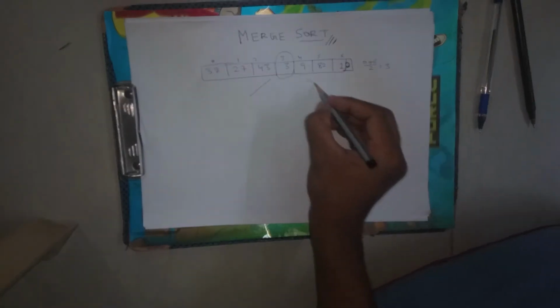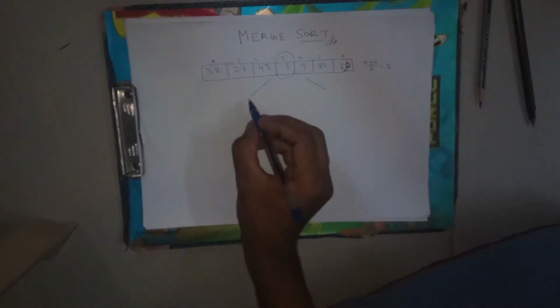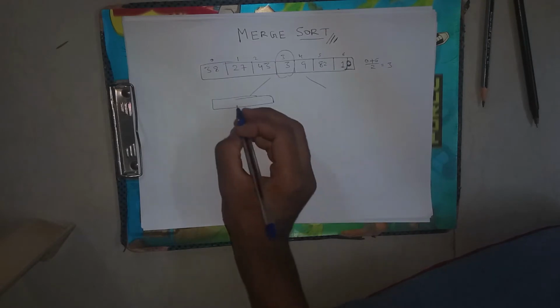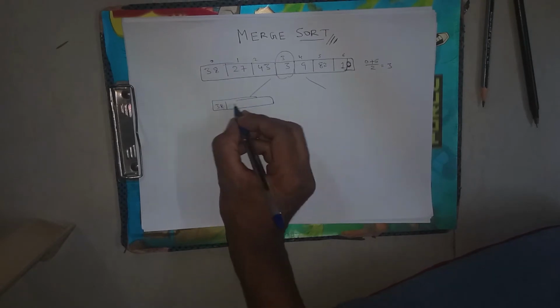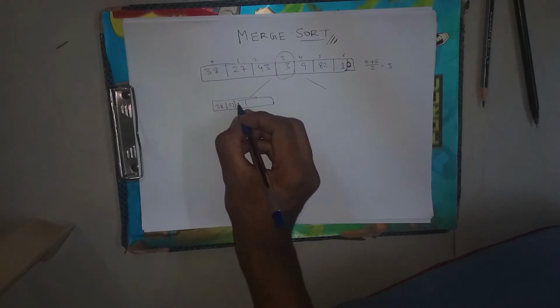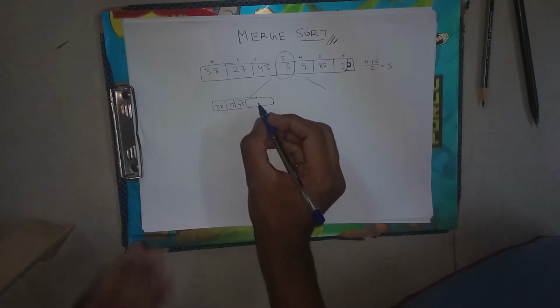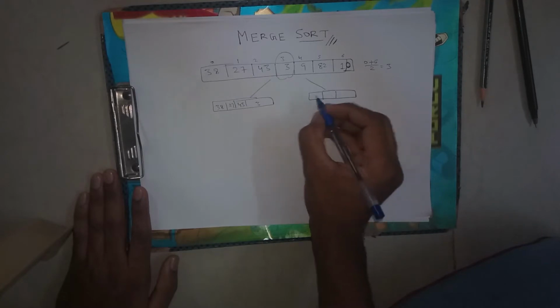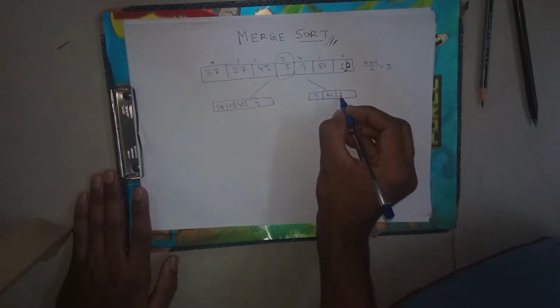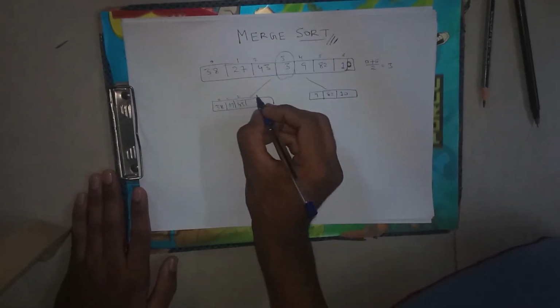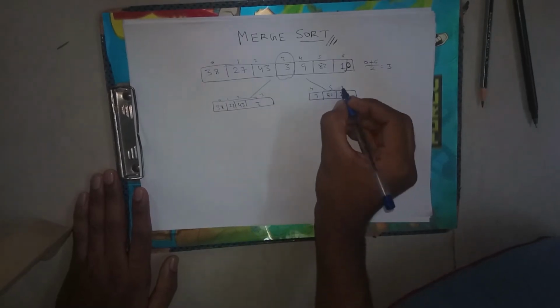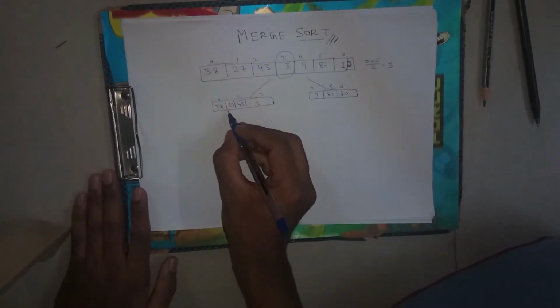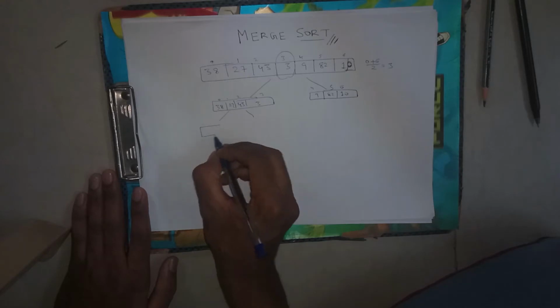Okay, so now we divide this into two parts. Our first part is up to 3: 38, 27, 43, and then 3. And then 9, 82, 10. Here the index numbers are 0 1 2 3, and here the index numbers are 4 5 6. Now again divide this in order to get small sublists.